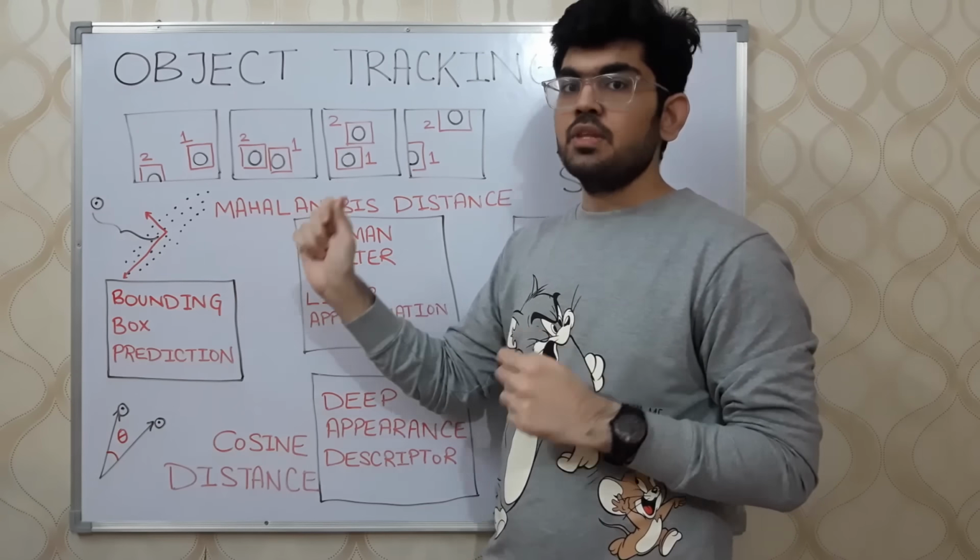SORT stands for Simple Online Real-Time Tracking. And the simple SORT algorithm uses bounding box prediction, Kalman filters, and IOU matching techniques. First, let us start with bounding box predictions.